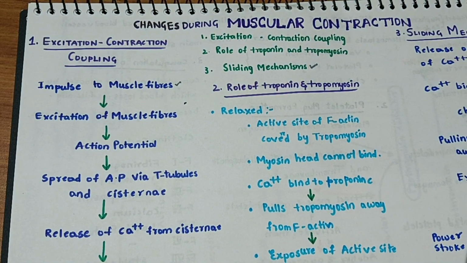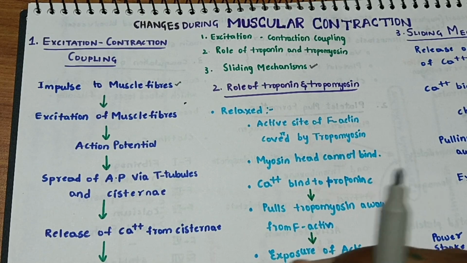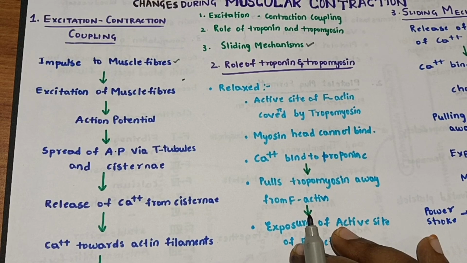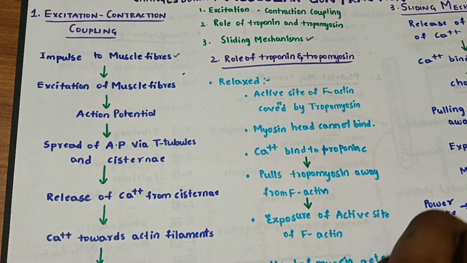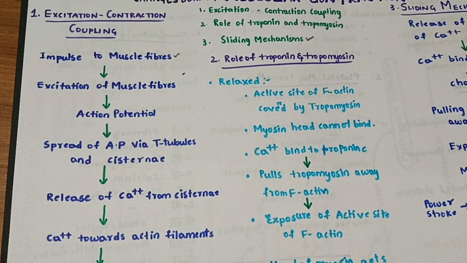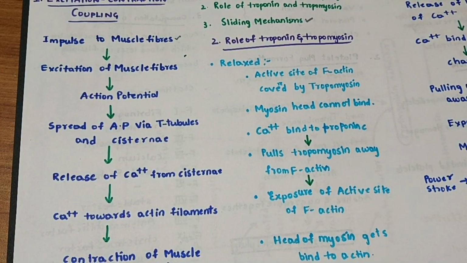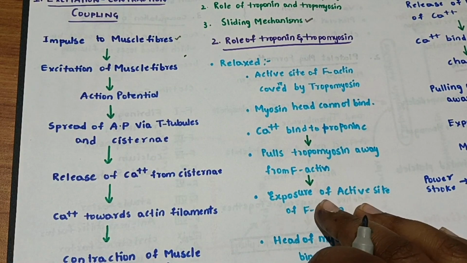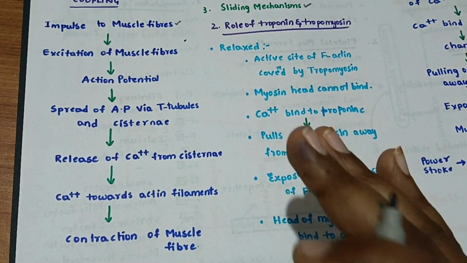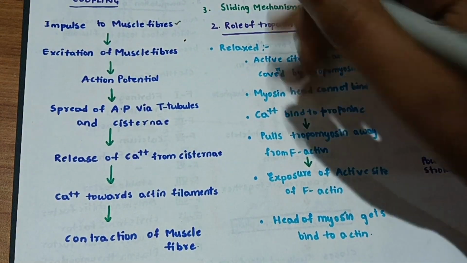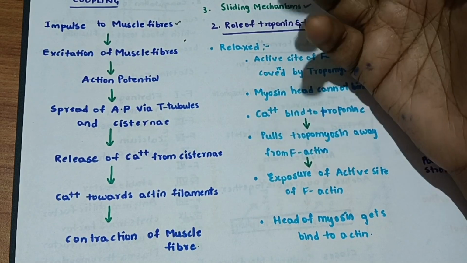The cisternae contain what? Calcium. So the calcium from the cisternae is released. Whenever the action potential is generated and reaches the cisternae, it causes release of calcium from it. The calcium released from the cisternae travels towards the actin filaments, and that leads to contraction of the muscle fiber. This is the excitation-contraction coupling method. The muscle got excited, and in the end it got contracted.